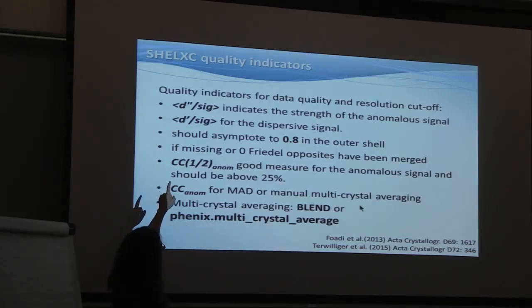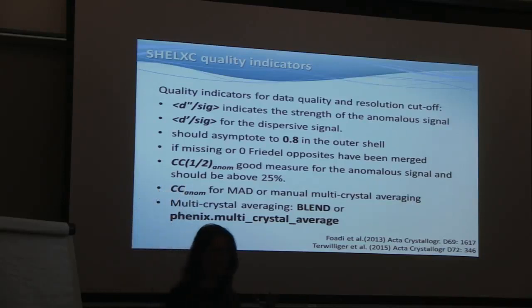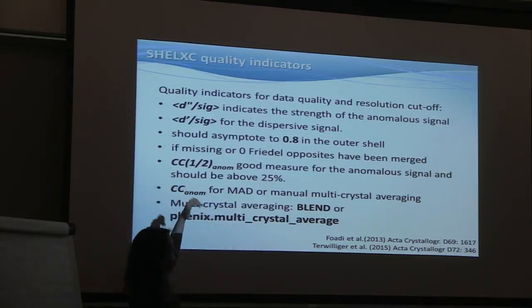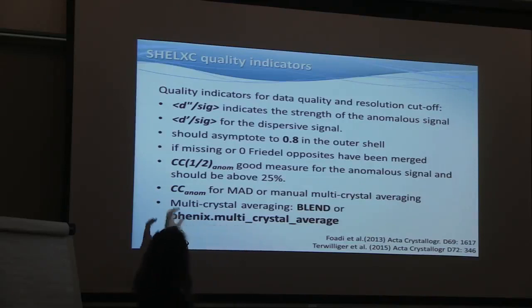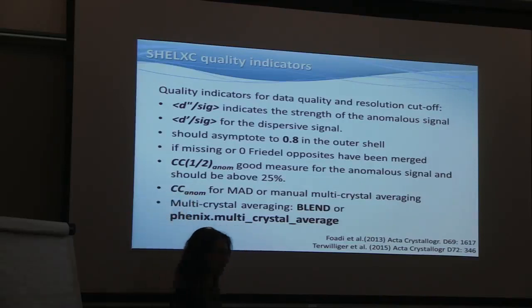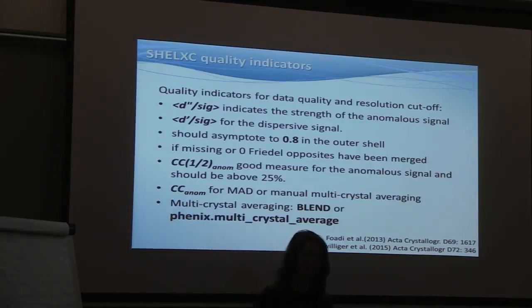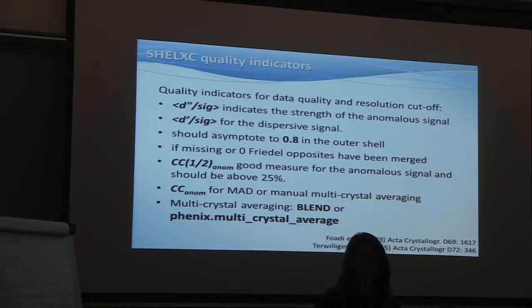You have the average of d double prime over sigma, which is an estimator of F double prime of the anomalous signal, and a dispersive signal, if you've got an experiment where you have a dispersive signal, like isomorphous replacement. These values should both be asymptoting to 0.8 in the outer resolution shells, given you measured your data to the resolution limit. Because 0.8 means there's no anomalous signal. And if the value is significantly lower than that in the outer shell, your data processing wasn't quite right. So you should then go back to data processing.